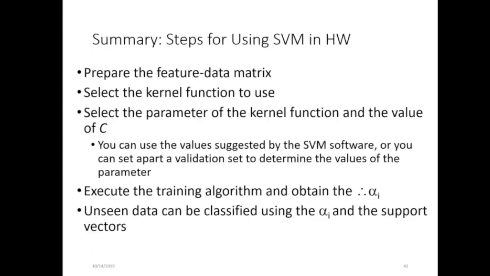So the steps for using SVM in the homework are: prepare the feature data matrix, select the kernel functions, and select the parameter of the seed, which I haven't even told you what it is, but it's one of the important parameters. Without knowing, you can actually just directly try to code, but I'm going to talk about it on Wednesday. That seed parameter controls how much you think about the misclassification's importance in the final scoring function versus the margin contribution in the final scoring function.